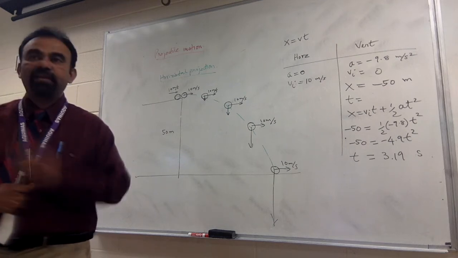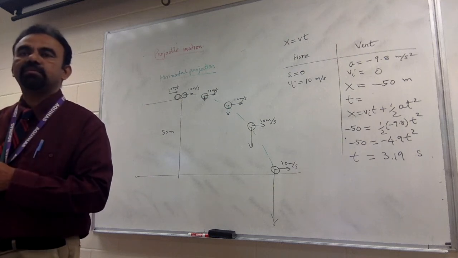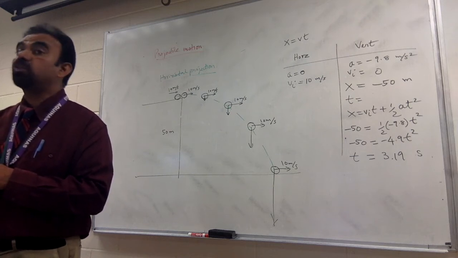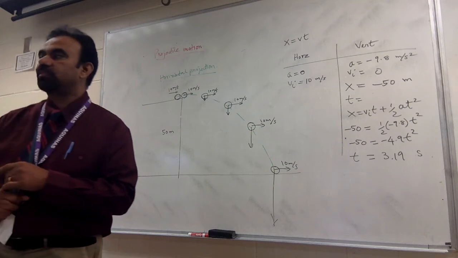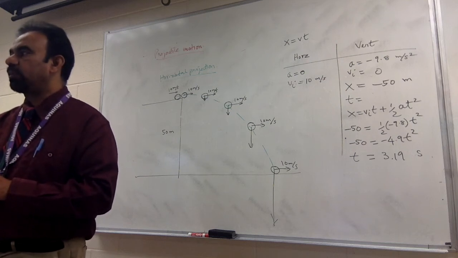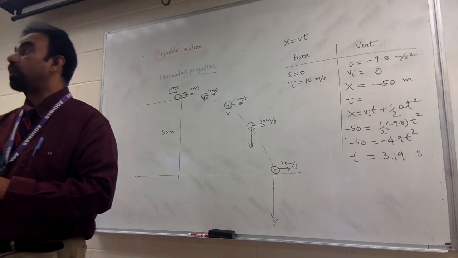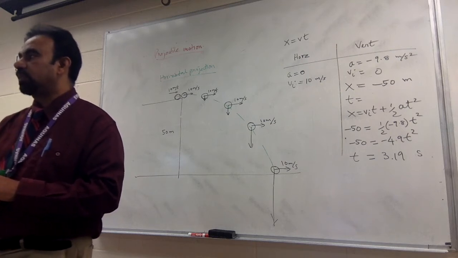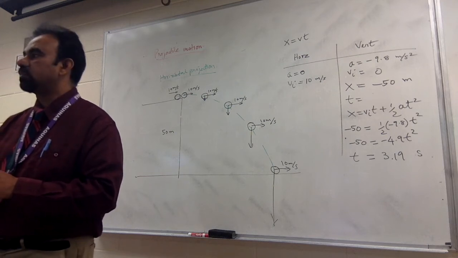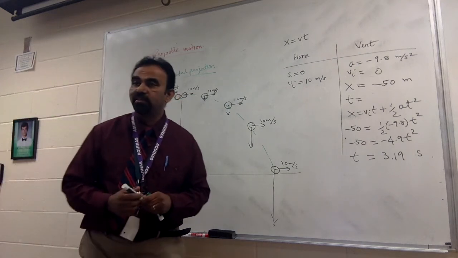$50 divided by 4.9, how much is that? 10.2. Now take the square root of that. What did you do? 50 divided by 4.9? Yeah, that's right. And then take the square root. That is the second function, and then the answer is 3.19 seconds.